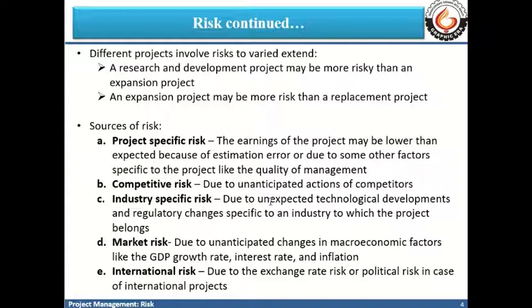So industry specific risk is also there, and it is an important one. Now there is another category of risk which is called the market risk, and it is because of unanticipated changes in macroeconomic factors. So different macroeconomic factors like GDP growth rate, interest rate, and inflation fluctuate, they change over a period of time, and because they might change in unanticipated ways, your market will also get affected, or is likely to get affected. So it involves risk uncertainty. This is what is categorized as market risk.